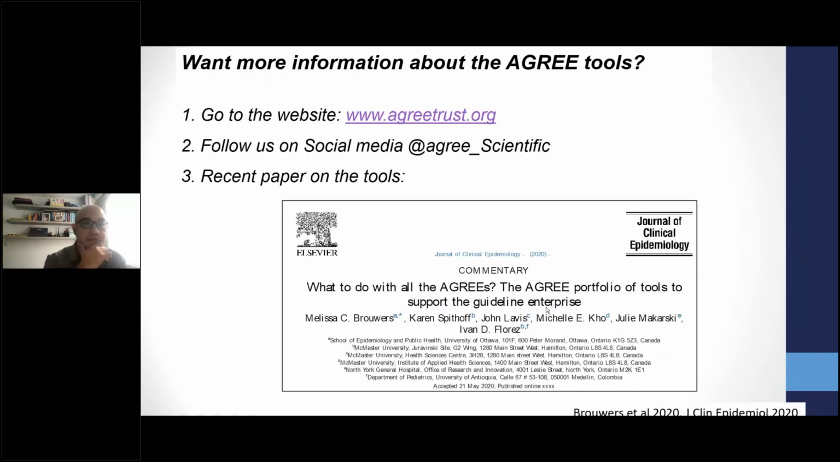And this is the paper that I mentioned before that was published last year in the Journal of Clinical Epidemiology, in which we provide more information on the tools, how you can access them, how they were developed, and much of the information, many of the slides or the content that I provided today, are provided in this paper. If you want more information about the thresholds, the figures that I showed you are available in the paper.